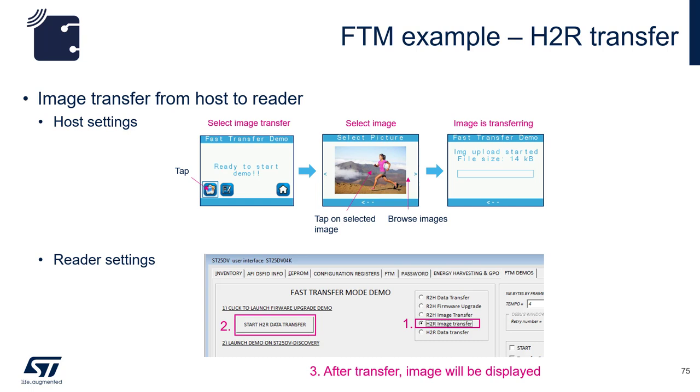Now, let's start sending an image from the ST25DV discovery board to the reader. Get to the previous image transfer screen, then tap on the bottom left icon. Choose an image to transfer. Select by pressing either the left or right button on the screen. Make sure that the reader GUI is set for the H2R Image Transfer radio button.